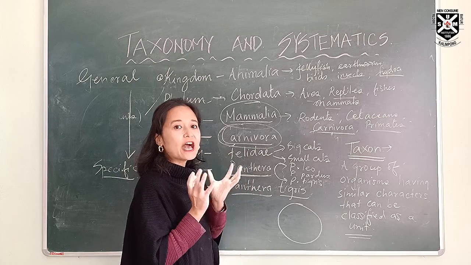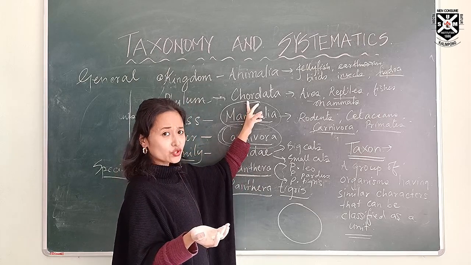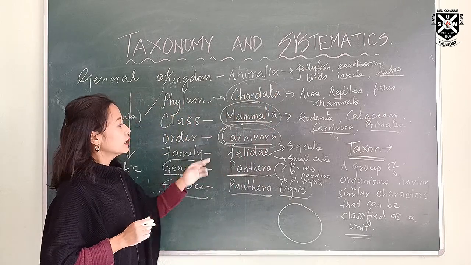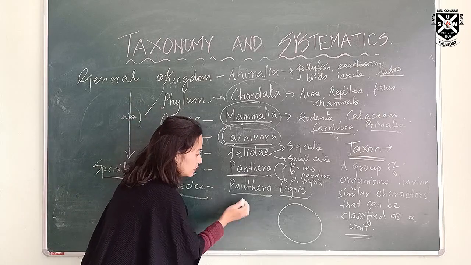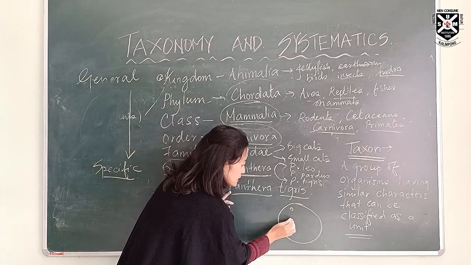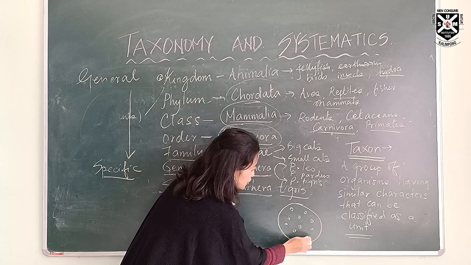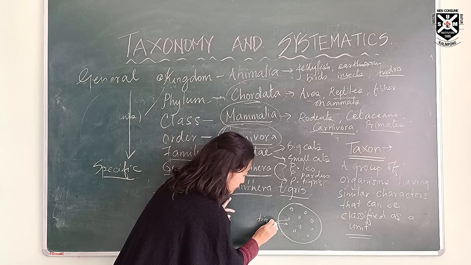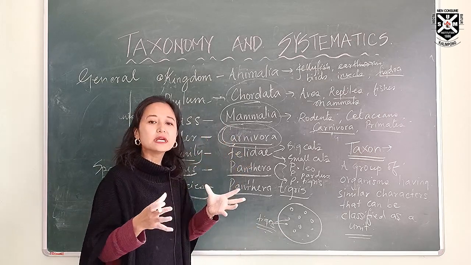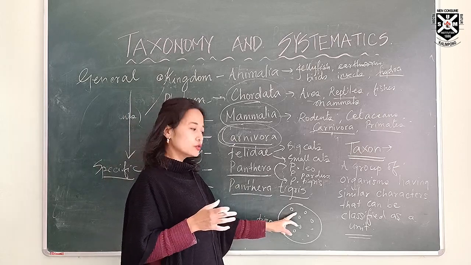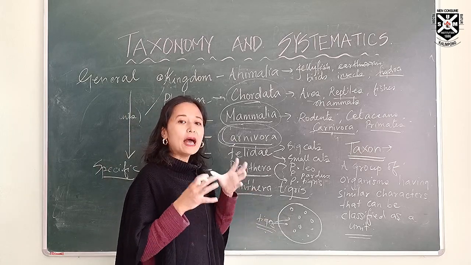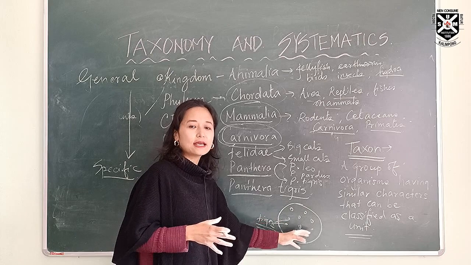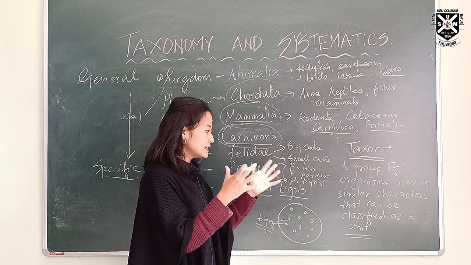All animals which have a notochord come under chordates. And at the species level, all the animals in this example are tigers. You don't have different animals at the species level. We include organisms of only the same type. All the tigers are one unit, or one taxon.